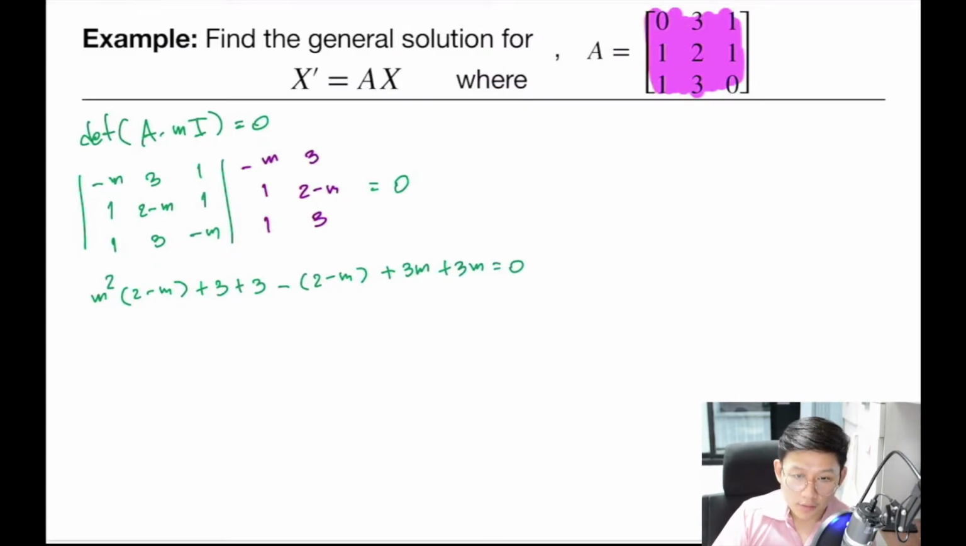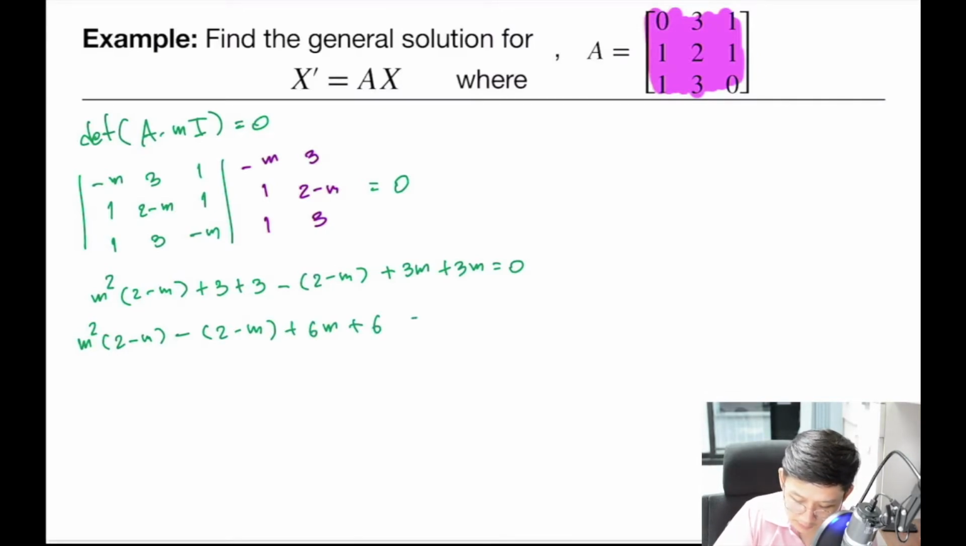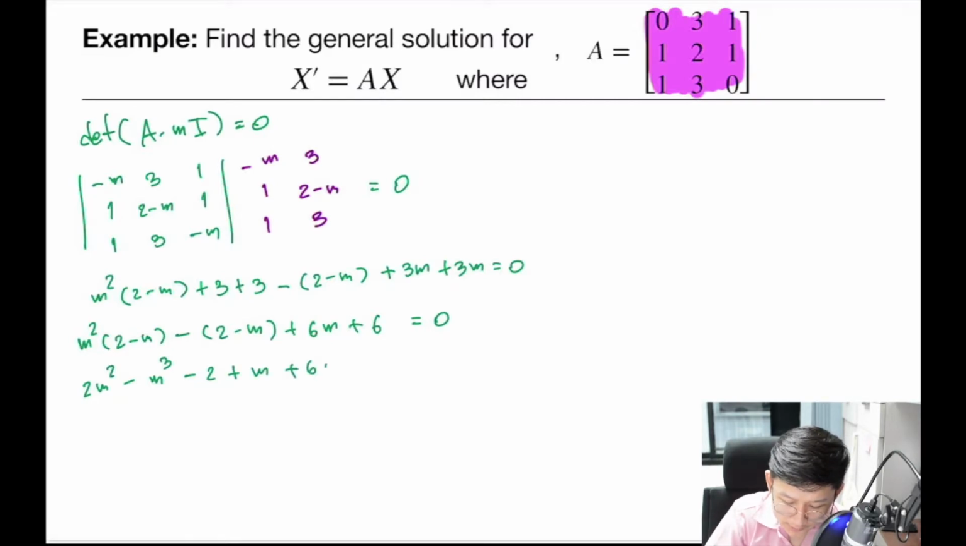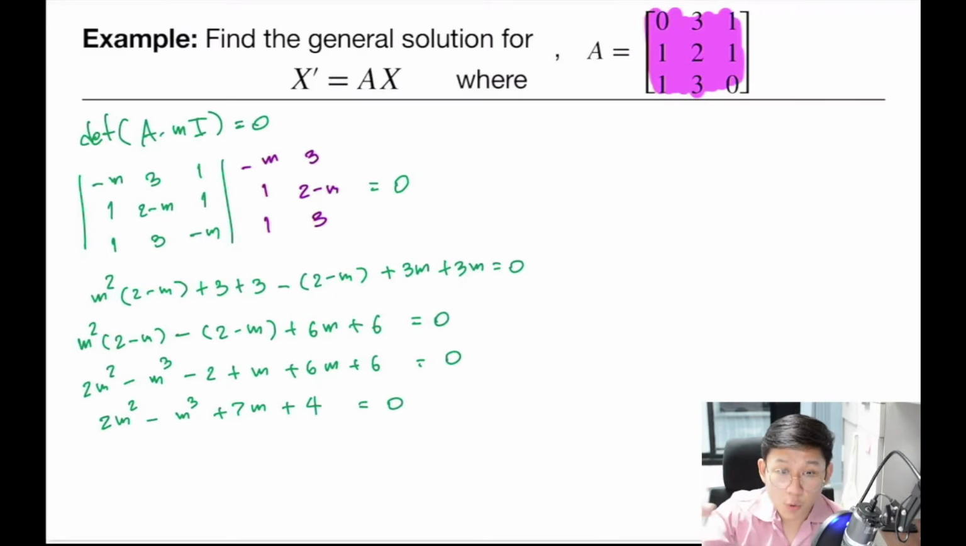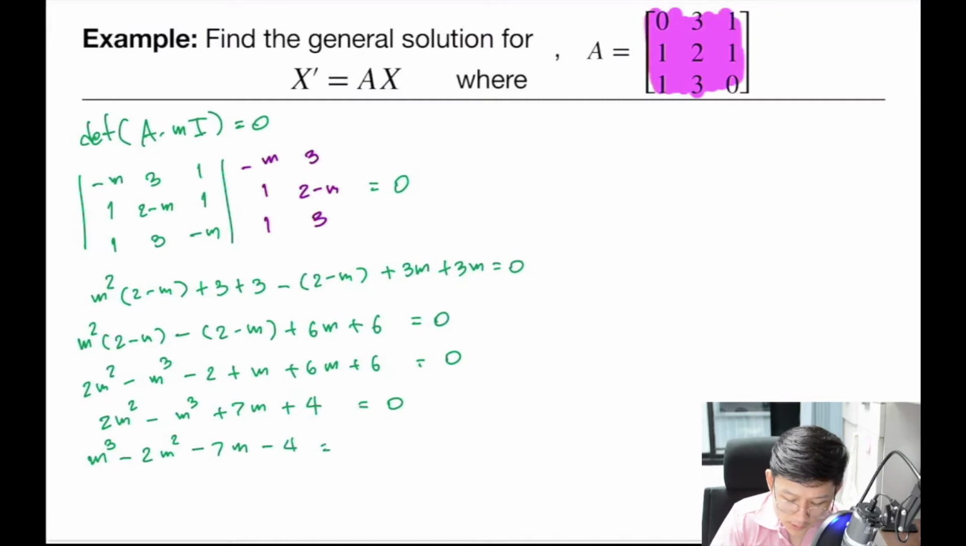How about I do this first: m squared times (2 minus m), and then here minus (2 minus m), and it will be plus 6m plus 6, equals 0. And that is 2m squared minus m cubed minus 2 plus m plus 6m plus 6 equals 0. That is 2m squared minus m cubed plus 7m plus 4 equals 0. Then I multiply the whole equation by minus 1, so I get m cubed minus 2m squared minus 7m minus 4 equals 0.